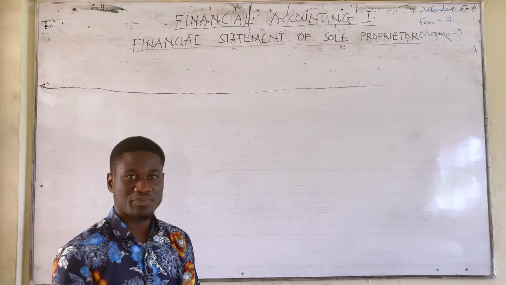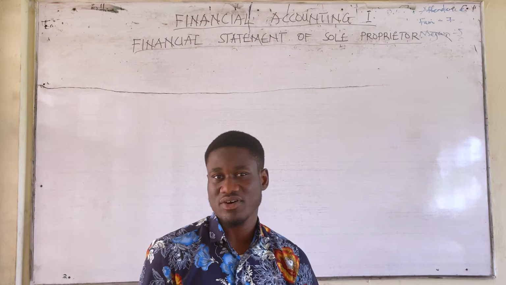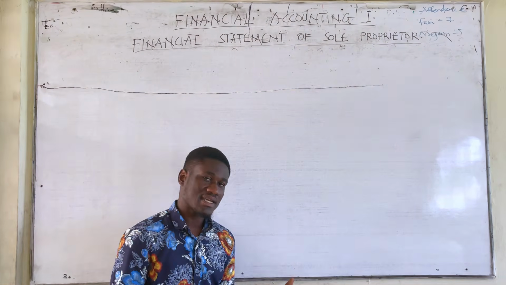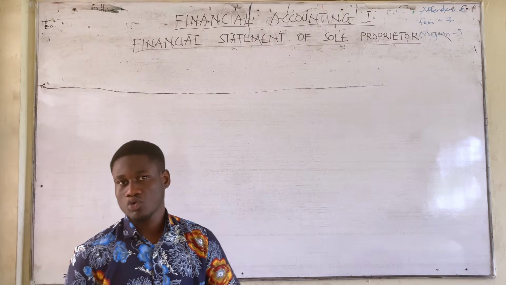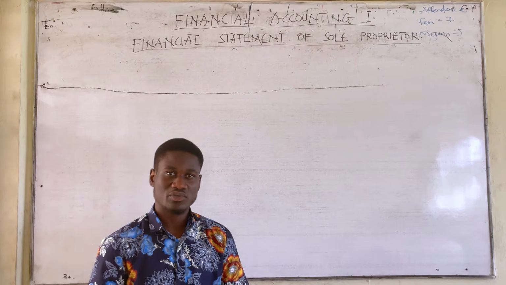So the income and expenses will be recorded in the profit and loss account. Then the asset, capital, and liability will be recorded in the statement of financial position. Good.